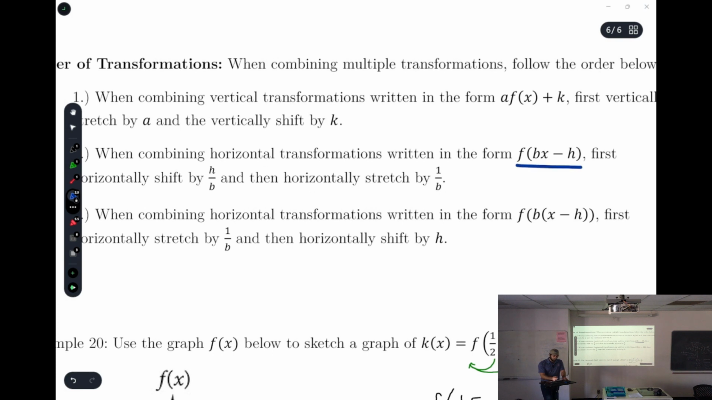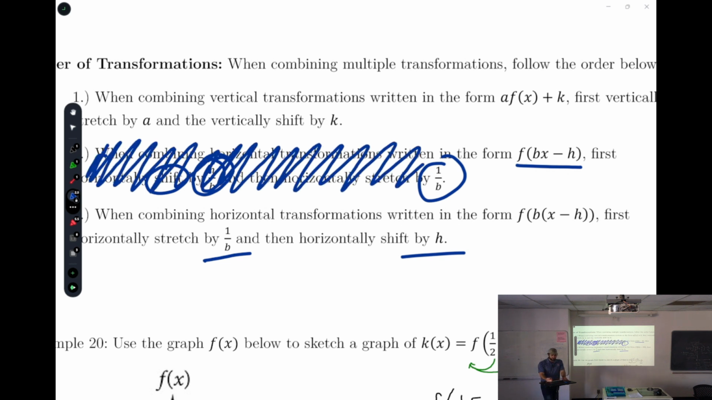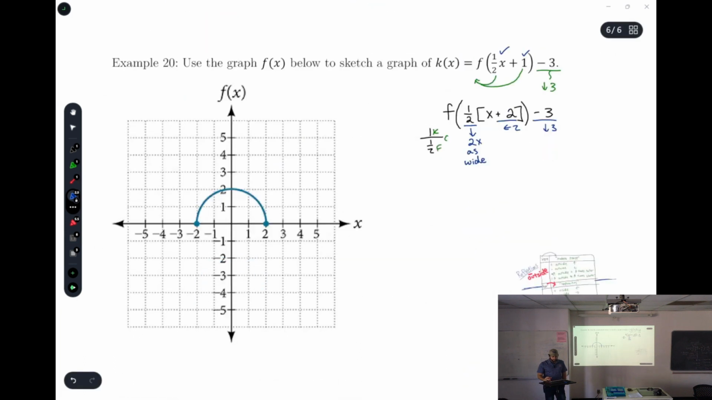Just memorize this rule where you're actually going to shift first, which we don't do, and we're about to learn that. And then stretch, but you have to remember h over b and 1 over b instead of just the things that are there. So I just cross out 2. No, we're not doing that. I would not like you to memorize an extra rule. We're just going to do what we just did. Factor it out, get x by itself every time. It's way prettier, way cleaner.